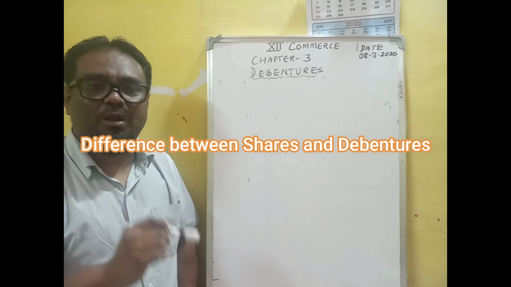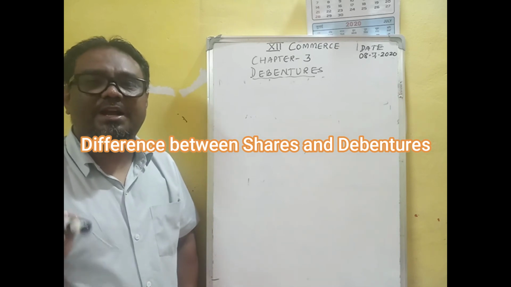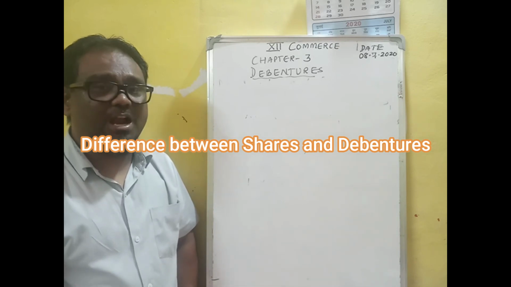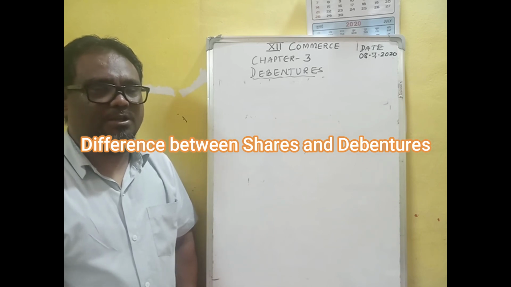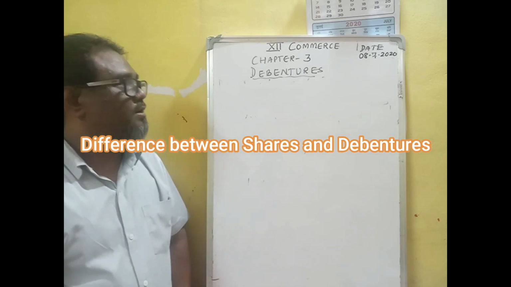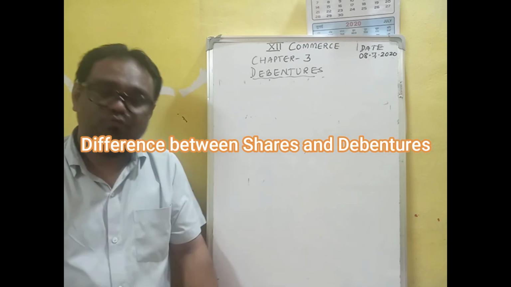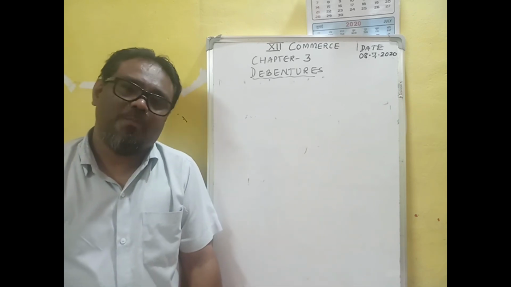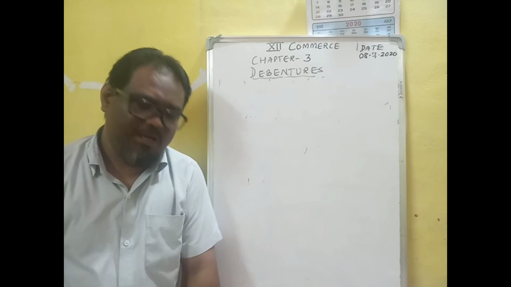Shareholders are the owners of the company, and debenture holders are the creditors, the loan providers of the company. So these are the differences between shares and debentures. With this, we finish the topic of debentures. So debentures are completed here.